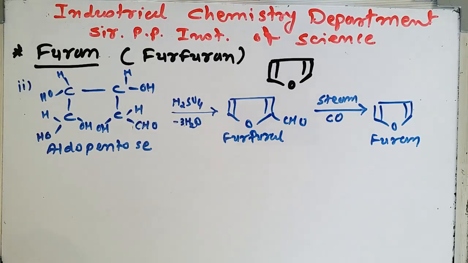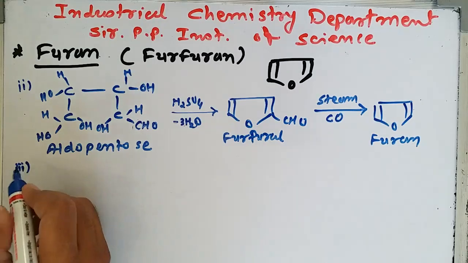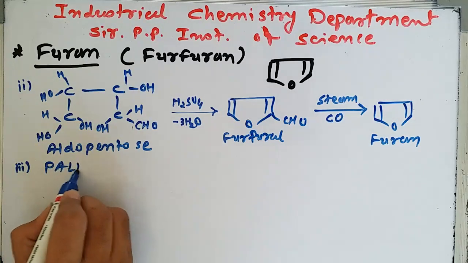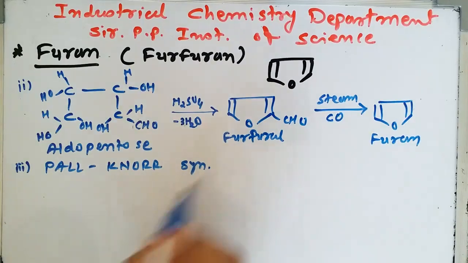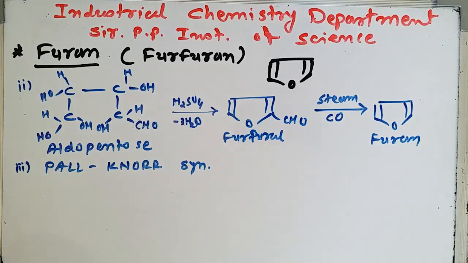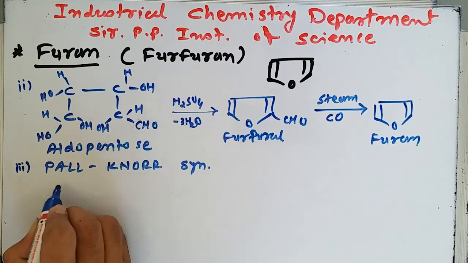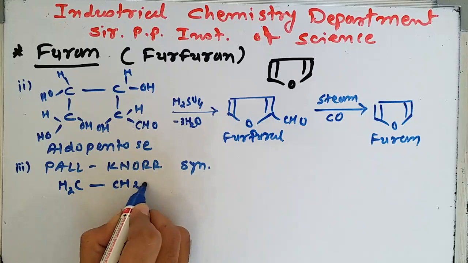Now we see one more example. This is known as Paal-Knorr synthesis. A 1,4-dicarbonyl compound on treatment with a dehydrating agent such as sulfuric acid, H2SO4, SnCl2, phosphorus pentoxide, etc., is converted into furan. So it is known as Paal-Knorr synthesis.